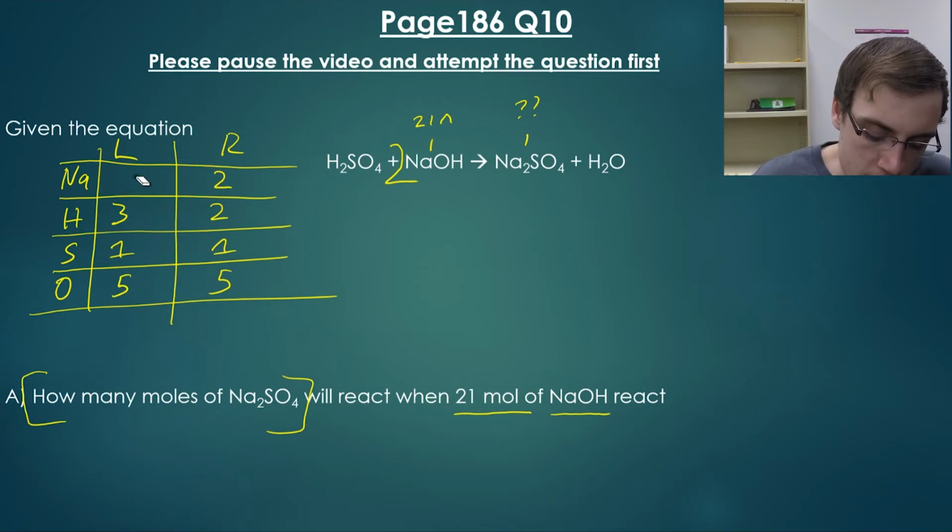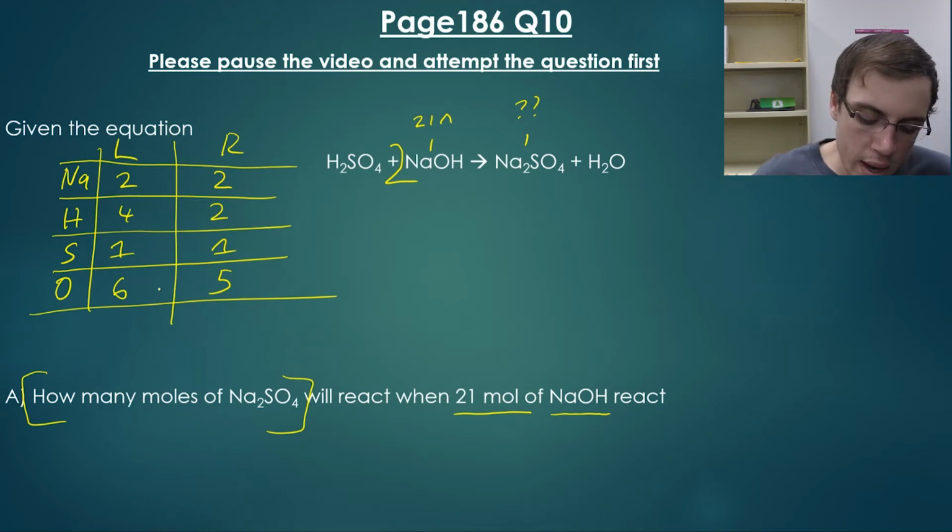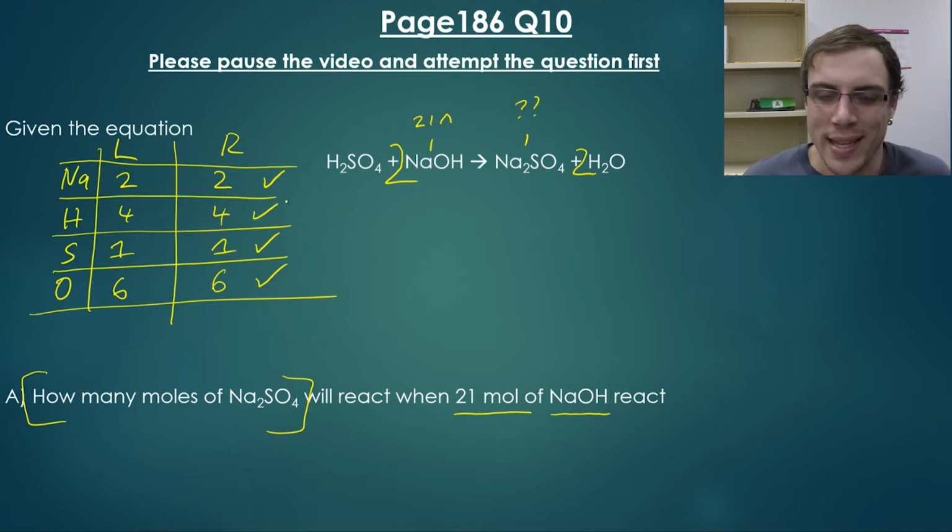So that's going to get our sodiums nice and balanced. That means we're going to have 2 sodiums on the left, but that's also going to bump us up to 4 hydrogens and 6 oxygens. Okay, so our sodiums are balanced, our sulfurs are balanced, but if we have a look here, we're 2 hydrogens and 1 oxygen short. That's easily rectified. We just place a 2 here, meaning that we now have 4 hydrogens on the right, and we have 6 oxygens on the right, meaning that everything is nice and balanced.